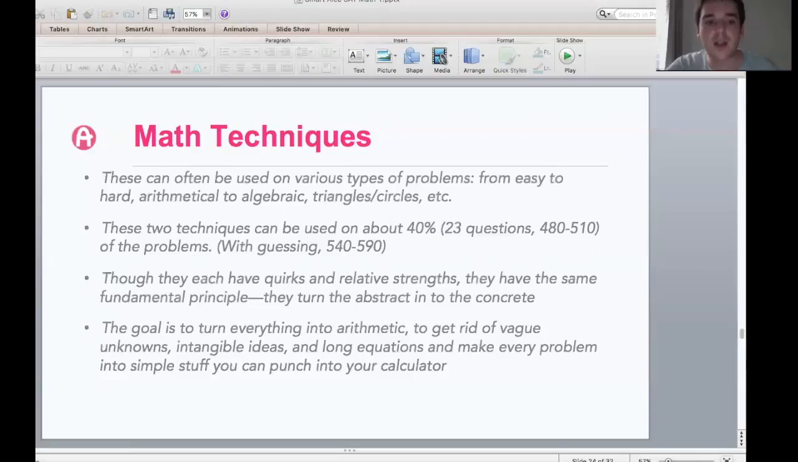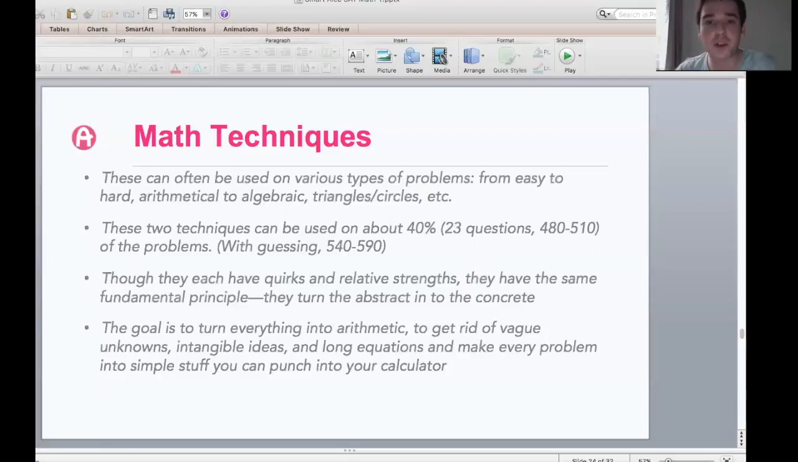The two techniques I'm about to go into can be used on about 40% of the questions, which means that theoretically, those 40% can be solved with methods other than the content way, other than doing mathy math. And 40% is about 23 questions, which is about a 480 to 510. So it's unrealistic that you have a student who can't do any math but is getting all of those questions correct. But getting upper 400s without any additional math content, really just strategy, is significant.